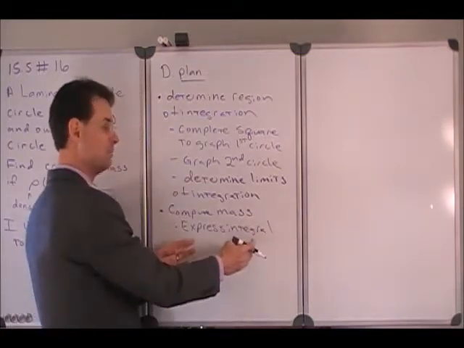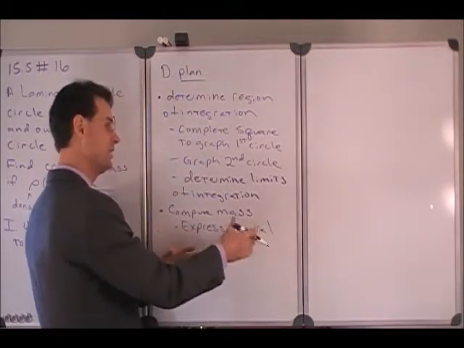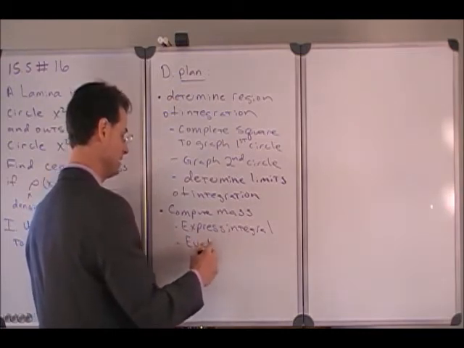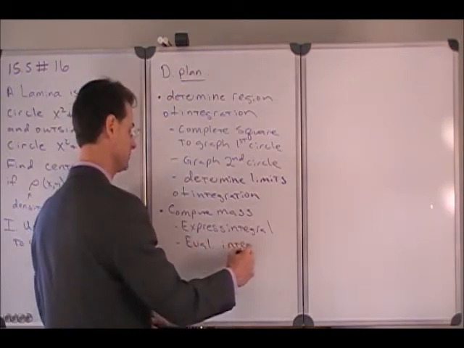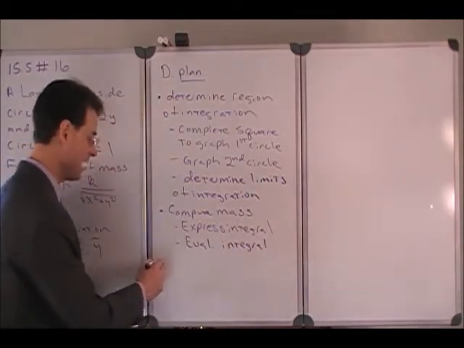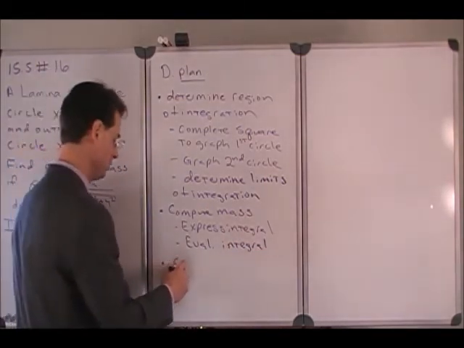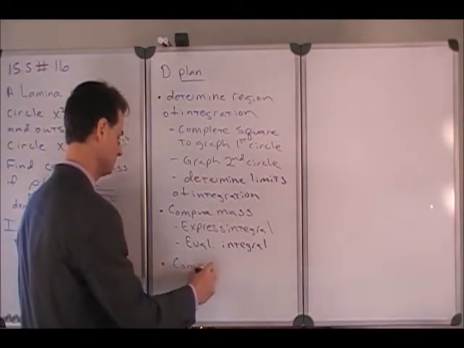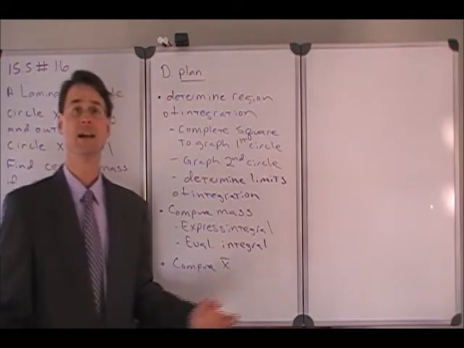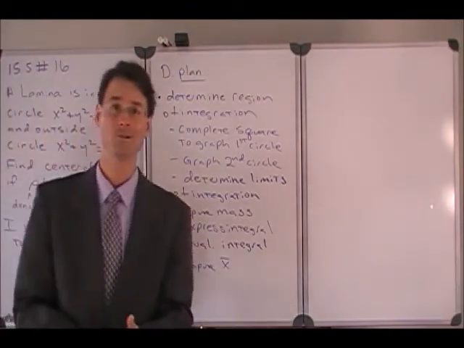In other words, we just need to apply the things that we know in terms of the formula that's in the book, and then we need to evaluate the integral. And we'll use Matlab for that. Once we have the mass, then we can compute the x-coordinate of the center of mass, and that's another double integral.